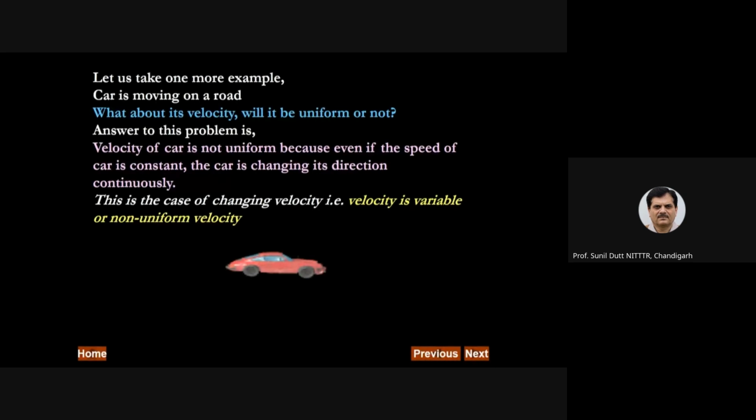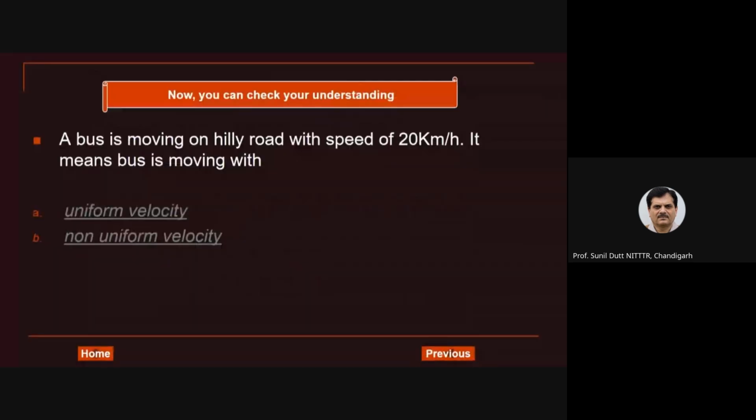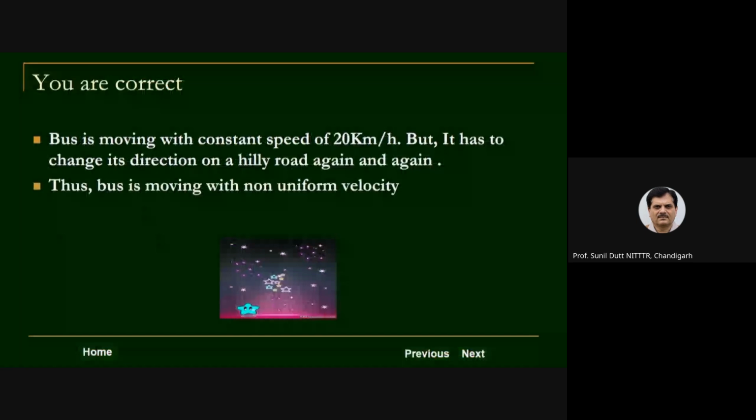This is the case of changing velocity, that is, variable or non-uniform velocity. Next slide. Now you can check your understanding. A bus is moving on a hilly road with a speed of 20 km per hour. It means the bus is moving with non-uniform velocity. So you are correct. Again, the feedback is given.